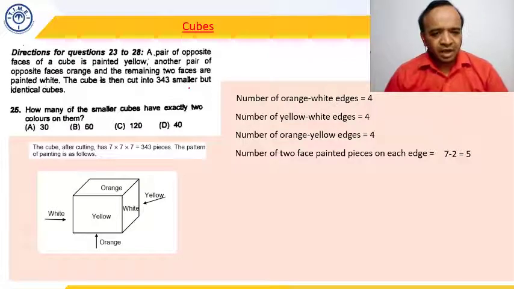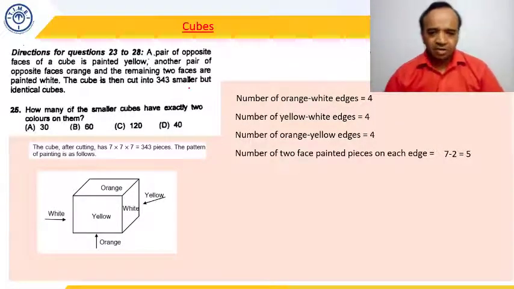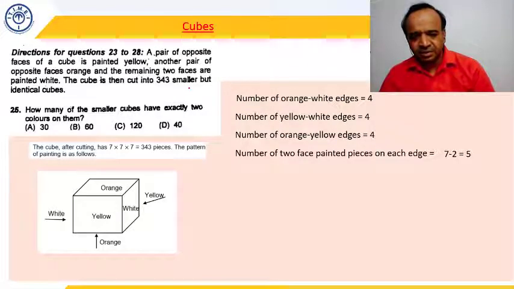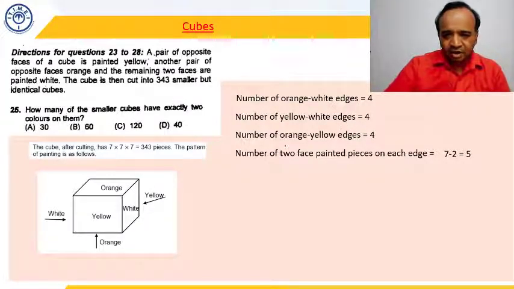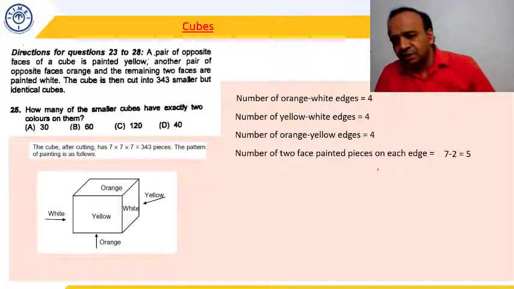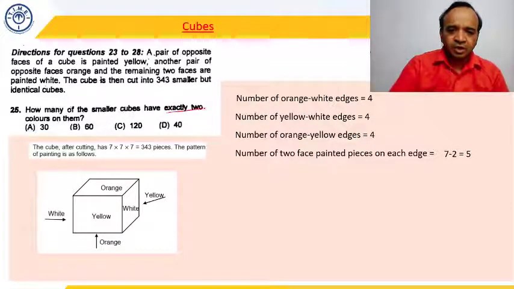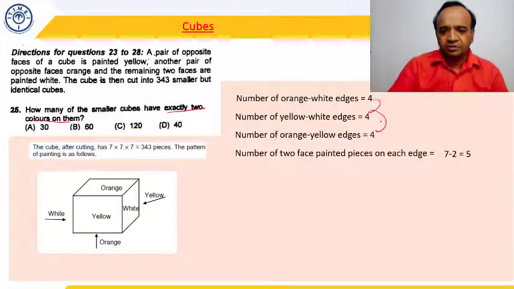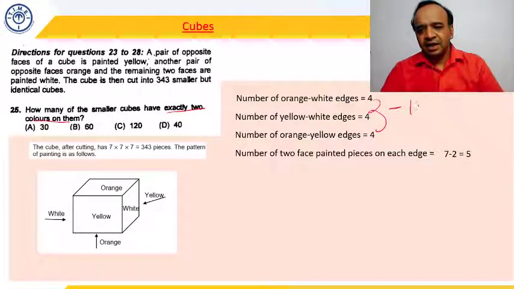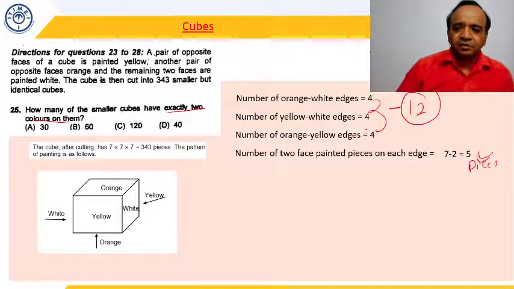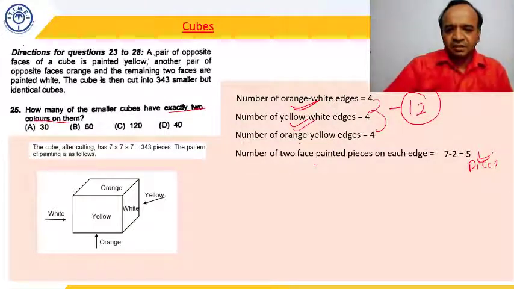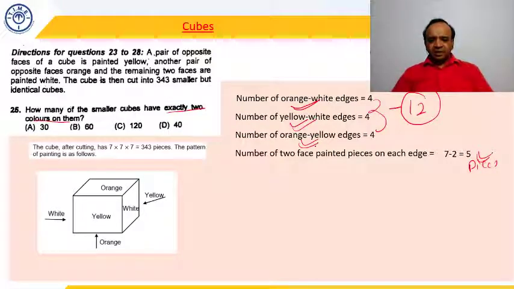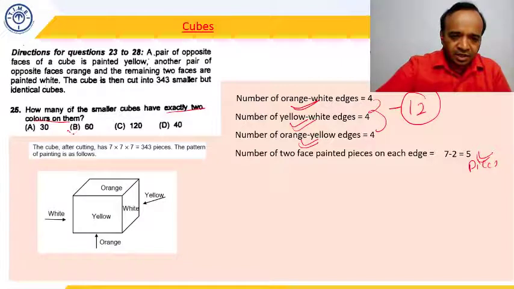Question number 25. How many of the smaller cubes have exactly 2 colors on them? So I have just given you the hint in the discussion of the previous question that each of orange white edges, yellow white edges, orange yellow edges are 4, 4, 4 each. Okay, fine. Total number of such edges which are coming in the category of exactly 2 colors on them is how much? 4 plus 4 plus 4, that is equal to 12 such edges available. And at each of the edges we have how many? 5 pieces. So total number of pieces will be 12 into 5, 60, or you can also say 20 orange white pieces, 20 yellow white pieces, and 20 orange yellow pieces. So 20 plus 20 plus 20, that is equal to 60. So the answer choice for this question is B.